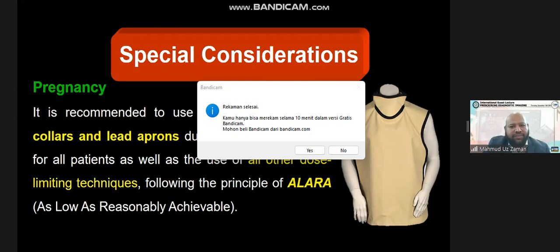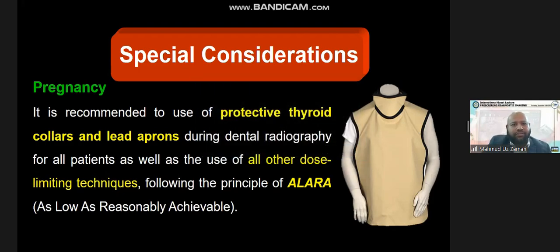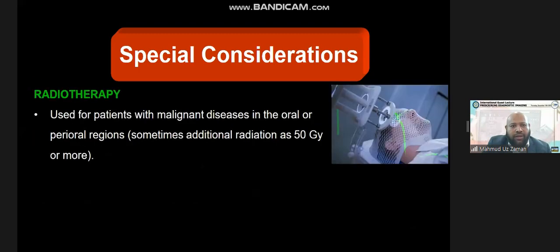And follow the principles of ALARA, as low as reasonably achievable. So maybe one radiograph is enough to give you the information, so you don't need to send this patient for another radiograph. And some patients have a history of radiotherapy, especially elderly patients. So you need to be very careful with these patients.